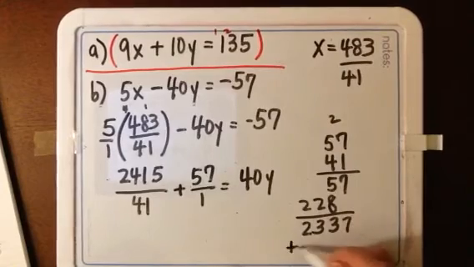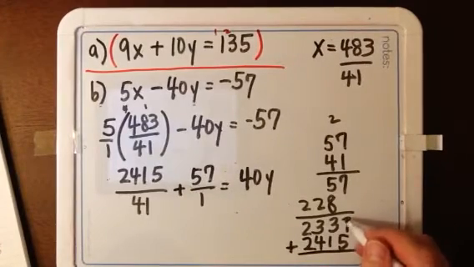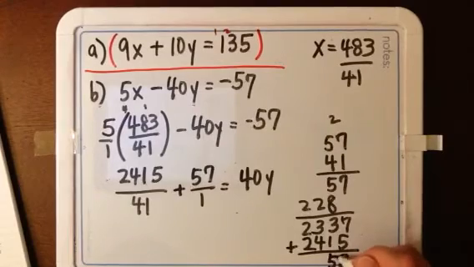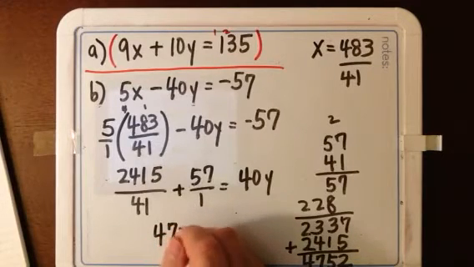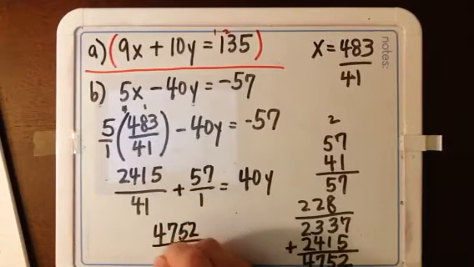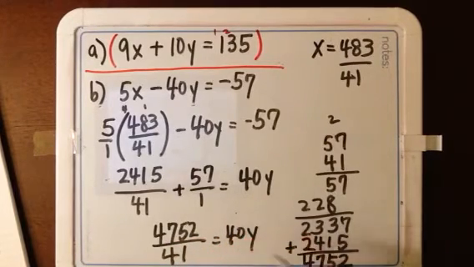And so to that we want to add the 24, 15. That's already over 41. And that gives us 7 and 5 is 12. 1 and 3 is 4, and 1 is 5. 3 and 4 is 7, 4. So we have over here 4752 over 41 equals 40y.